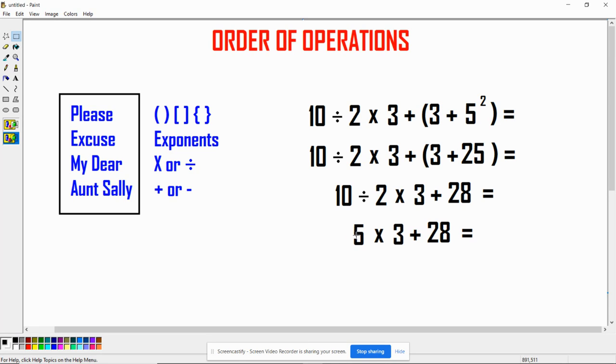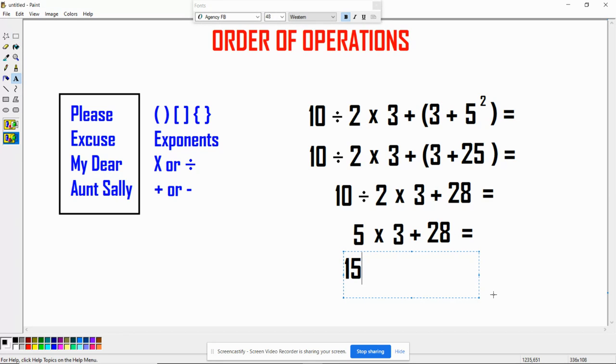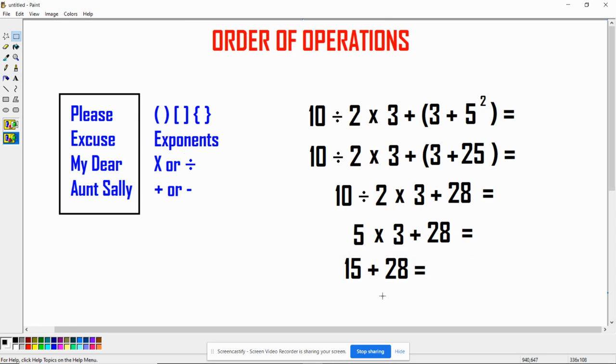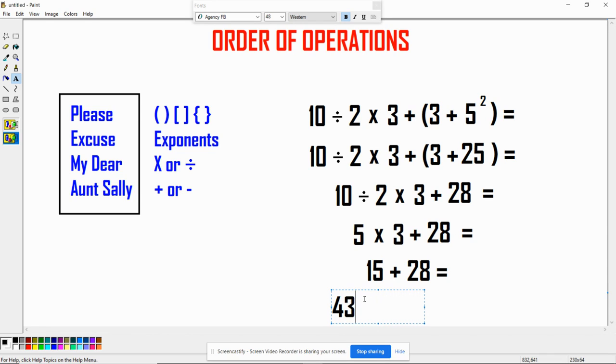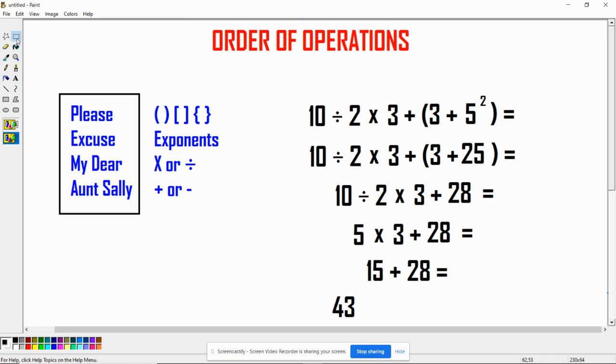Is there any more multiplying or dividing? Well, of course, there's a multiplication right here. So that's going to be 15 plus 28. And our last step, well, the only thing we have left is addition. And what's that? 43. So the answer to our problem is 43.